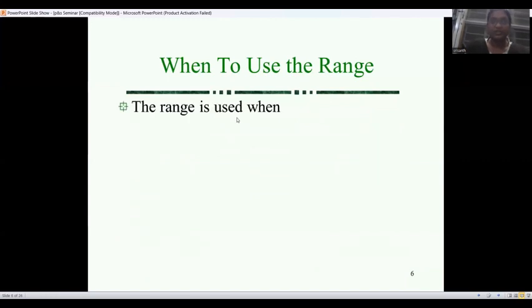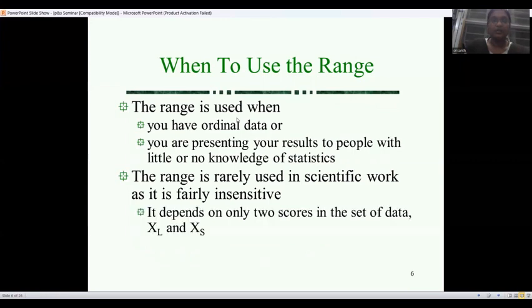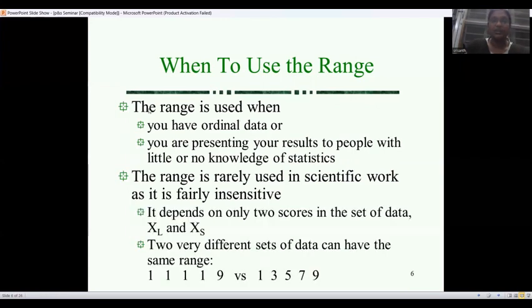When to use range? Let us see the applications of range. The range is used when you have ordinal data, or when you are presenting your results to people with little or no knowledge of statistics. The range is rarely used in scientific work as it's fairly insensitive. It depends only on two scores in the set of data, the larger and the smaller. Two very different sets of data can have the same range.